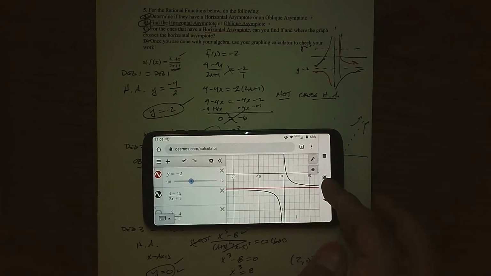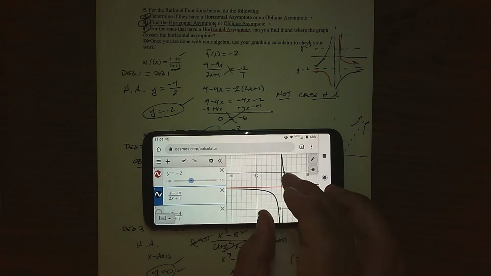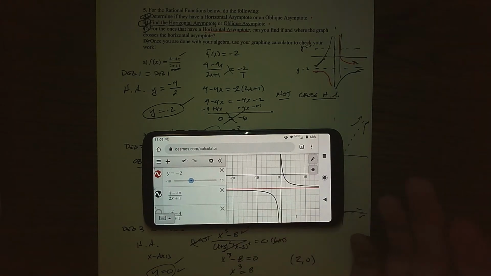But we notice that for y equals negative 2, the graph in both directions, if we get big positively, we approach it. If we get big negatively, we approach it. And so we basically verified that. What we also verified is that we actually don't cross the horizontal asymptote at any time. So you can actually see that as well.